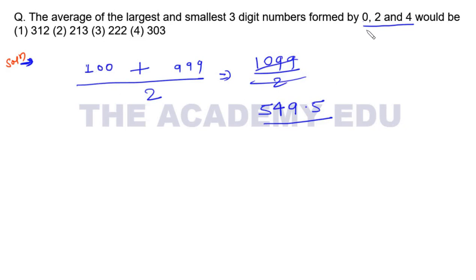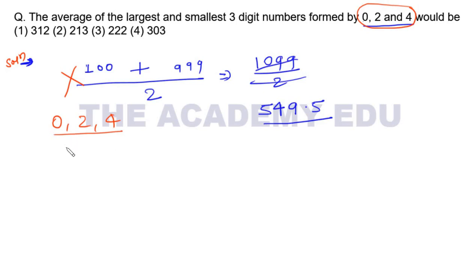But I need to take the average number formed by 0, 2 and 4. Okay, so the question is saying the smallest number and largest number formed by these must use these 3 digits. So I don't take this one. I need to find the smallest and largest number using these.